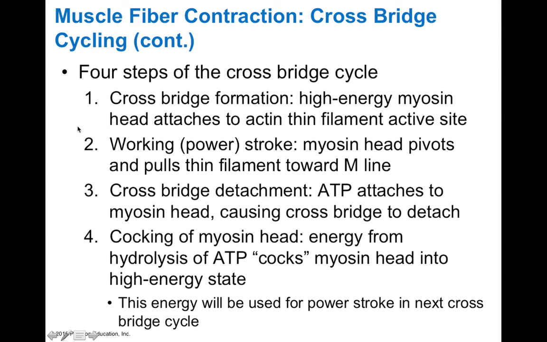is a high-energy myosin head bond with the actin thin filament. Now, the working or power stroke is when that myosin head pivots and pulls on the thin filament towards the M line. And then you get cross-bridge detachment when a new ATP binds with the myosin head. Myosin heads detach and then recock, basically through the hydrolysis of ATP into a high-energy state, which could potentially be used in the next cross-bridge cycle.